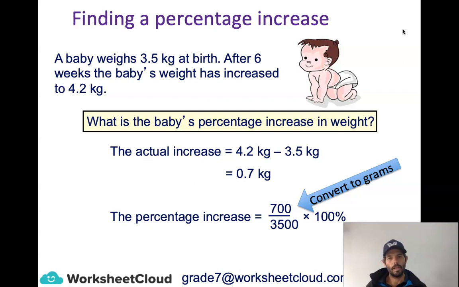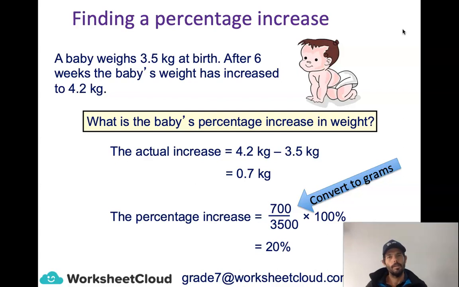So once you've figured that out and you do 700 over 3,500, which is equivalent to 7 over 35, which is a fifth, and you do 1/5 times 100, you will get an answer of 20%. So the 0.7 kilograms that the baby has increased in weight is a 20% increase over the 6 weeks.